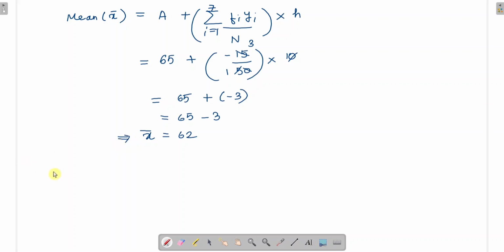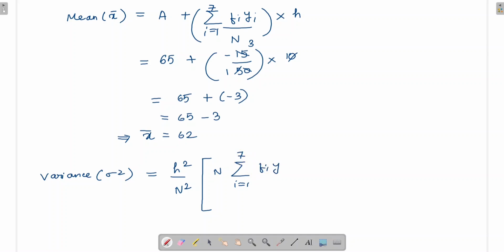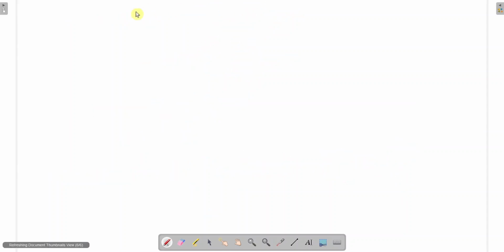Now we can find the variance. So variance sigma square is equal to h square divided by n square, then n times summation i going from 1 to 7 fi yi square minus summation i going from 1 to 7 fi yi the whole square, right? So let us see what we get.